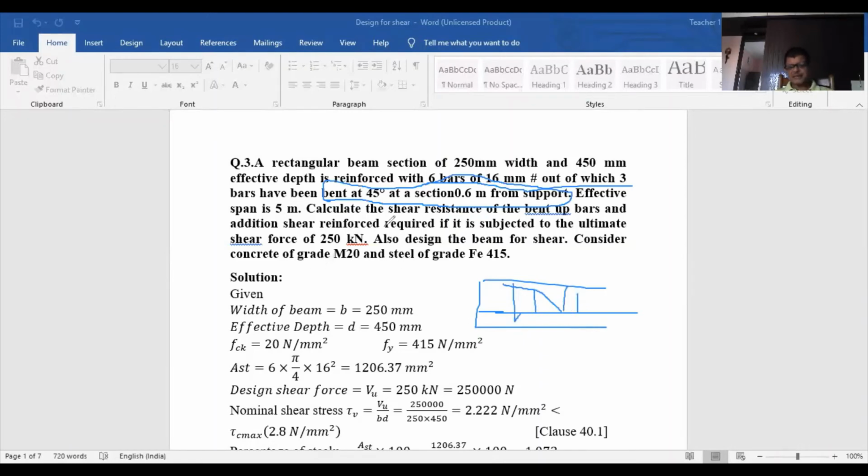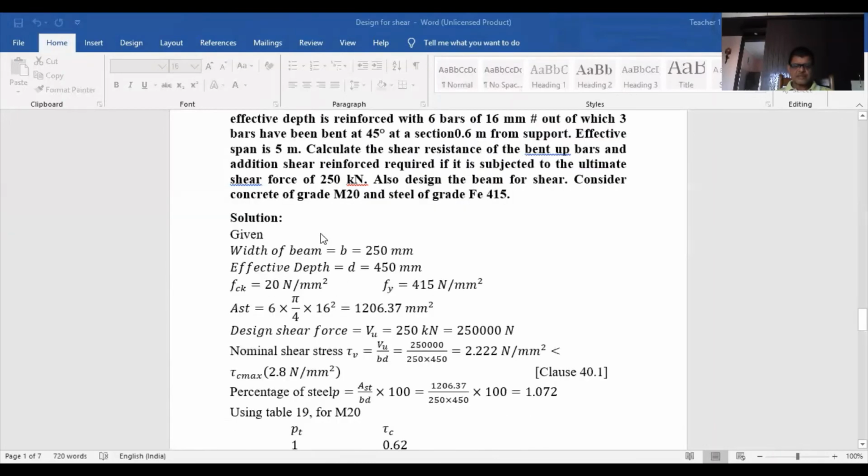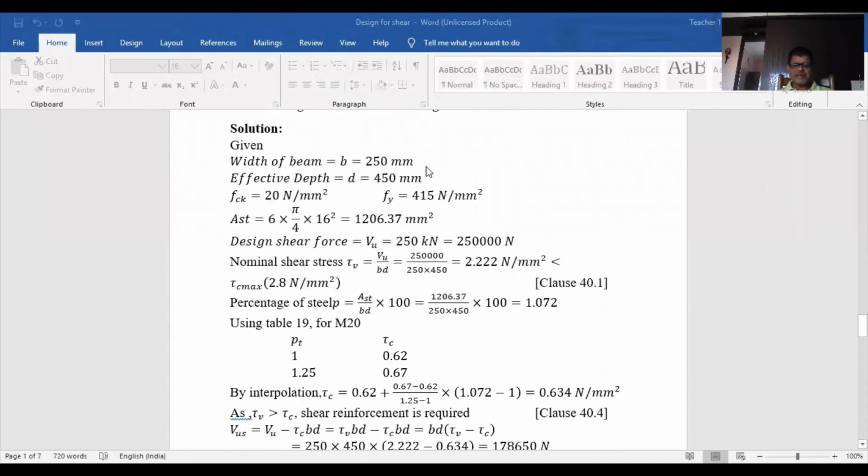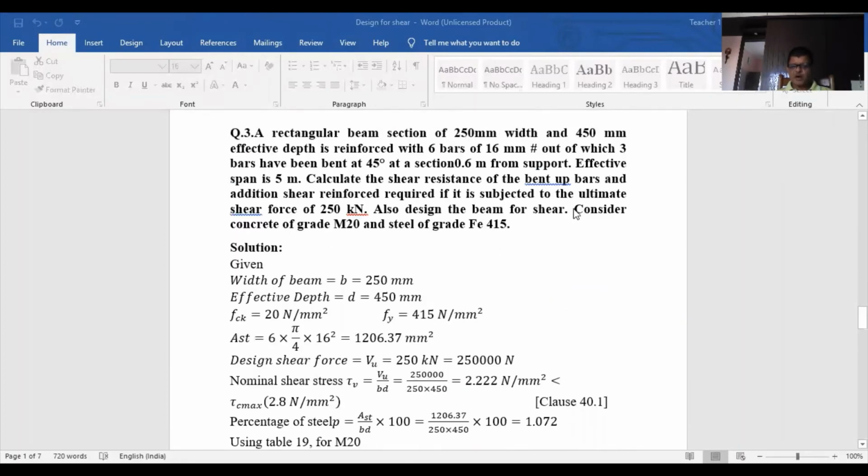Now first write down the data, what is given. Now see all the data. b is given, d is given, fck, Ast, design shear force is given. It is written design shear force. Just write down ultimate shear. What is written here? Check it. It is ultimate shear. When ultimate shear, limit state shear, or design shear is given, don't multiply by 1.5. That is your Vu, so that is taken as Vu here. You should be very clear on this, otherwise there will be mistakes.